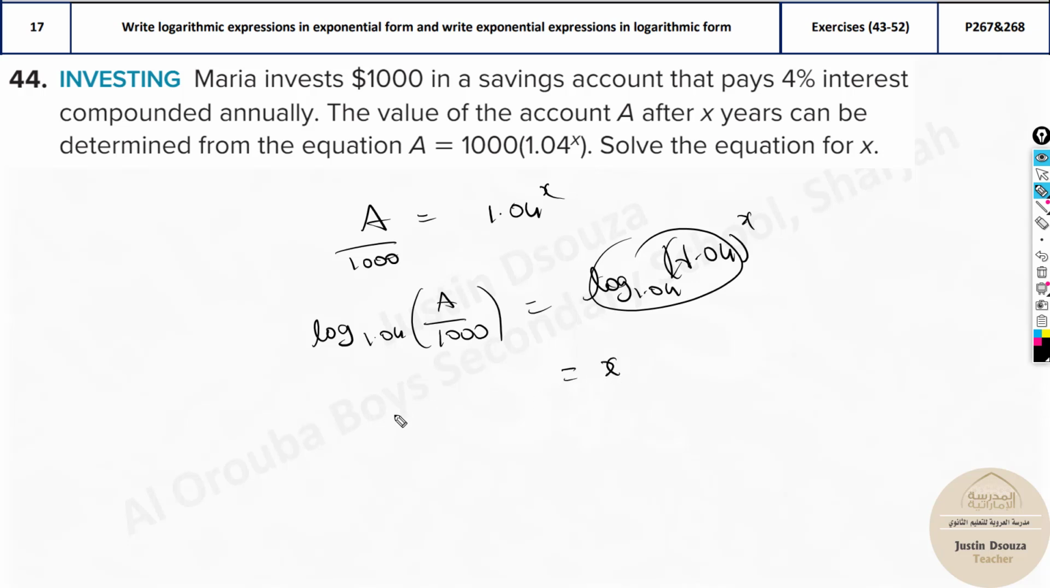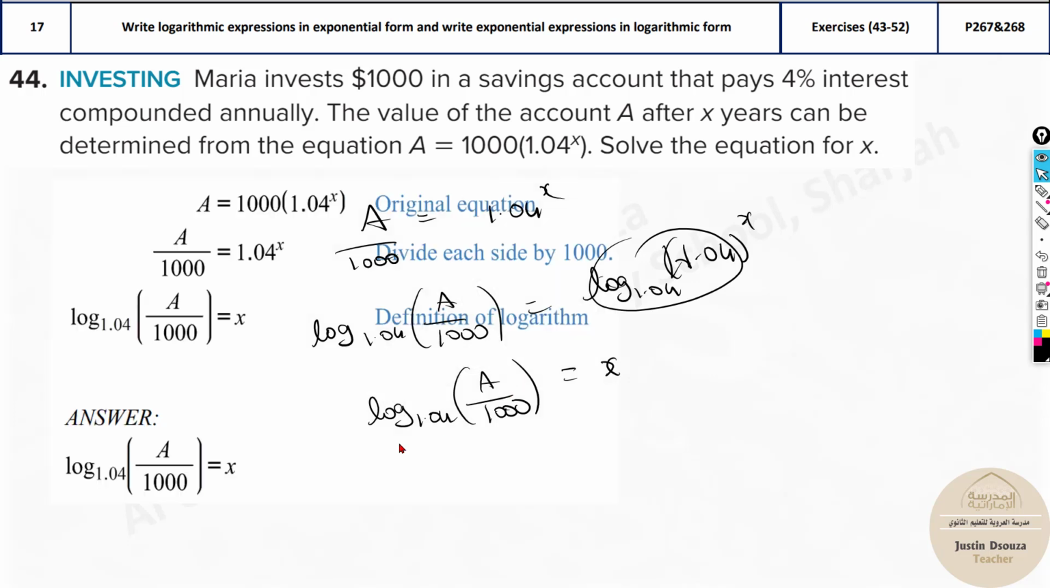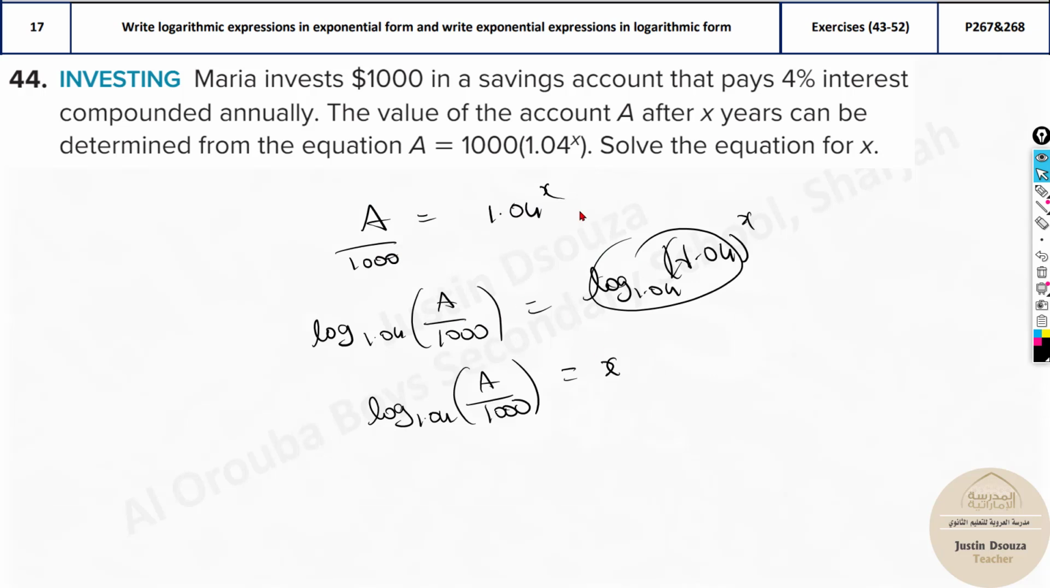So x will be equal to log base 1.04 of A by 1000. That's it. Let me just check whether this is the only thing that's done. Yeah, that's it. I thought there might be some other method or something. It's very simple. So always take the base of log to be whatever is the base of the exponent.